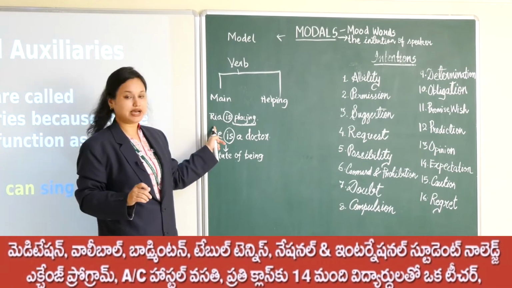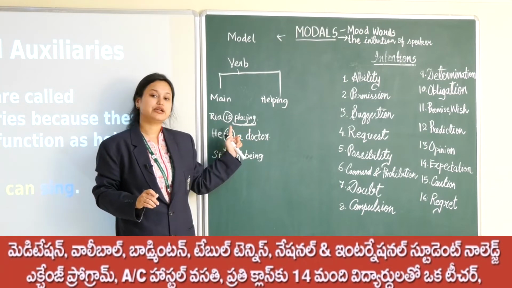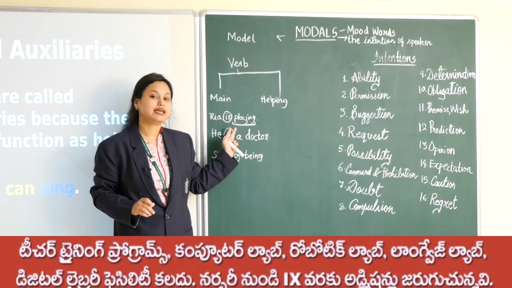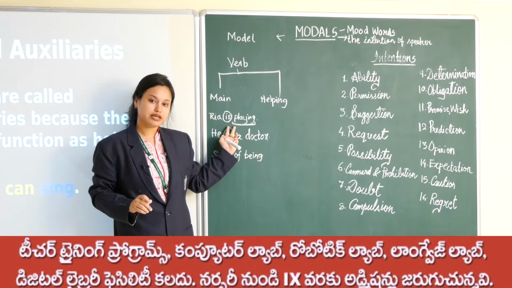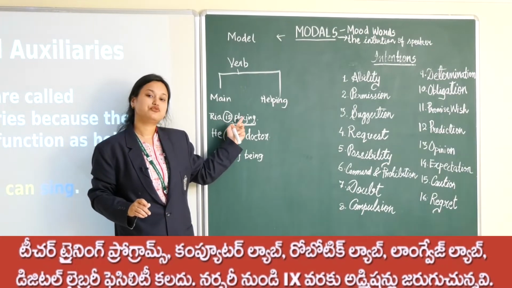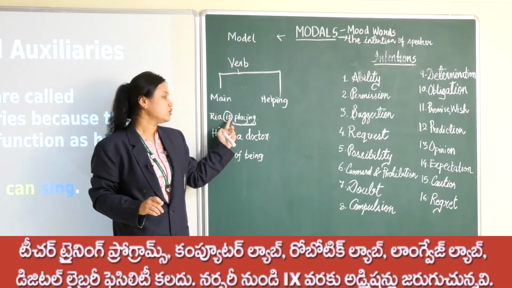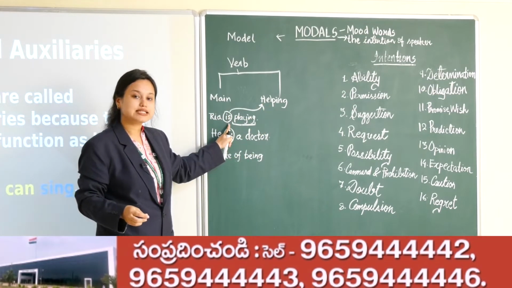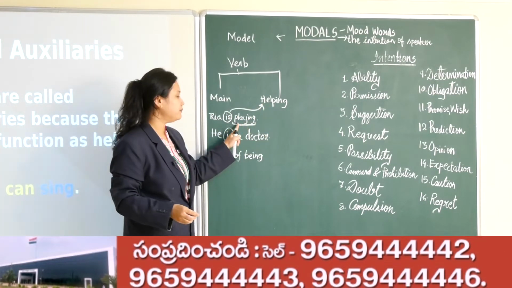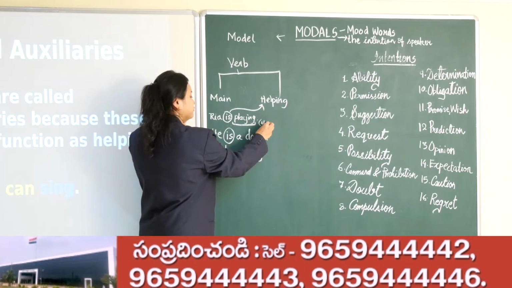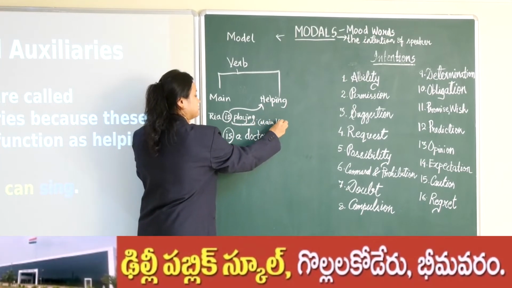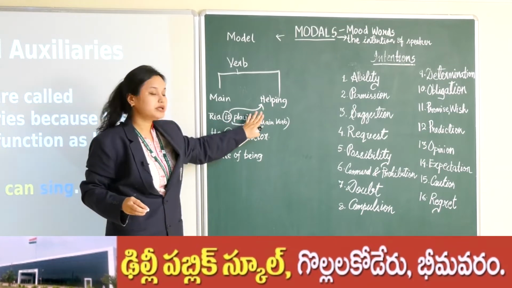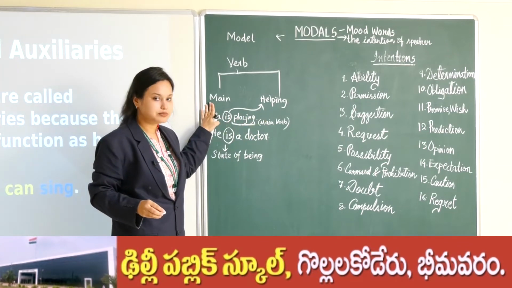But when you find another verb with the main verb, like in this sentence, Riya is playing, two verbs are there, and one verb will come before the main verb. Okay, so here is becomes the helping verb, and playing becomes the main verb, right? Is is the helping verb, playing is the main verb, right?